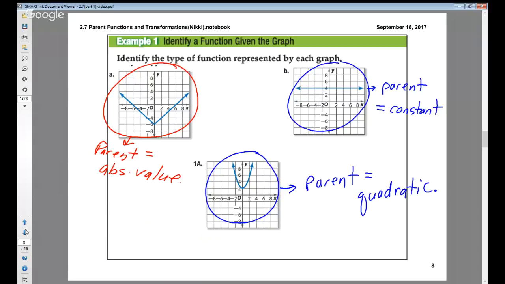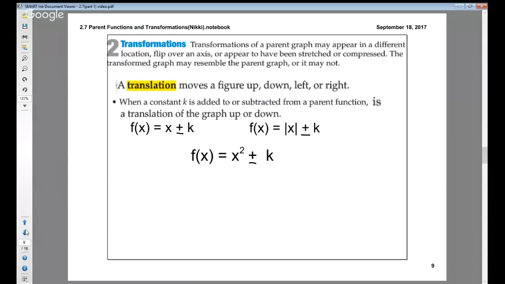So that was the easy part. And now we are more familiar with parent functions. Now let's move to child functions. And child functions come from transformations. Transformations may be something that you've done before, either in Algebra 1 or in geometry. So hopefully this will be a review for most of us.